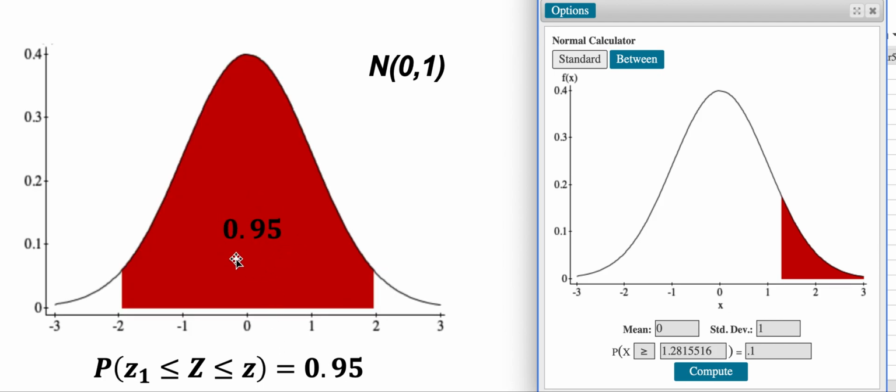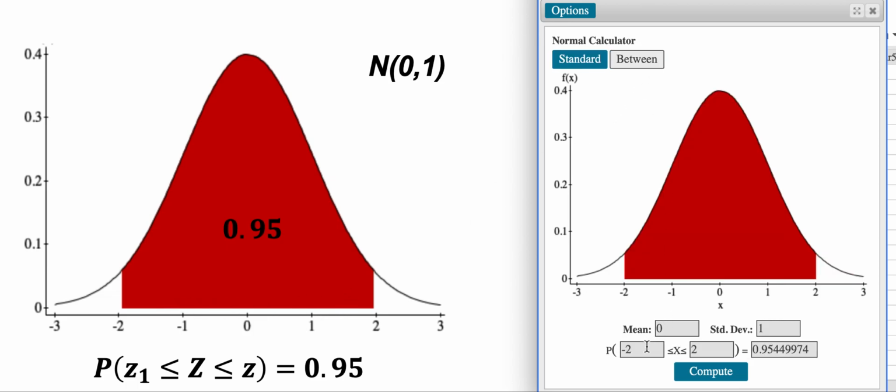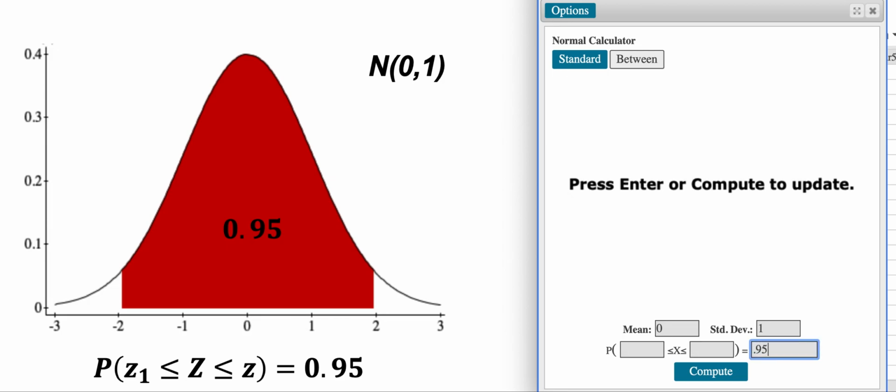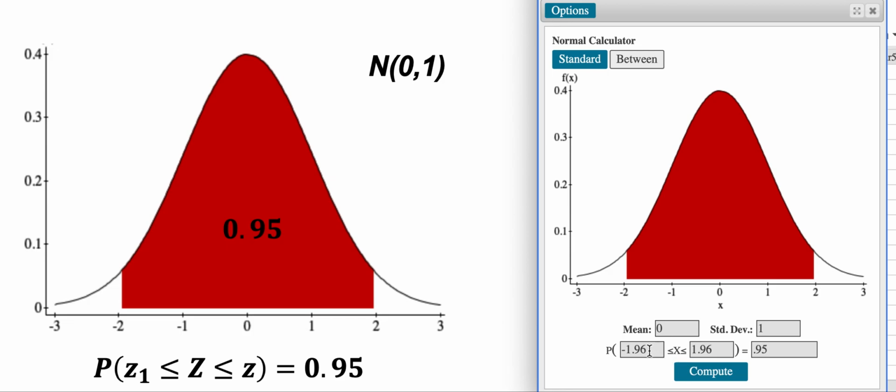So if I want to trap the middle 95% between two values in an isometric way, I could press the Between tab. And so here I would just press the probability of 0.95 and press compute, and it would tell me how far left and right to go and trap the middle 95%. And that would be at -1.96 and +1.96.